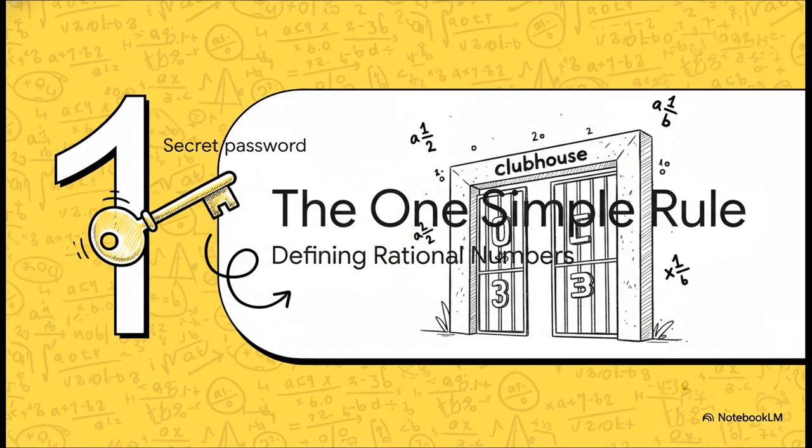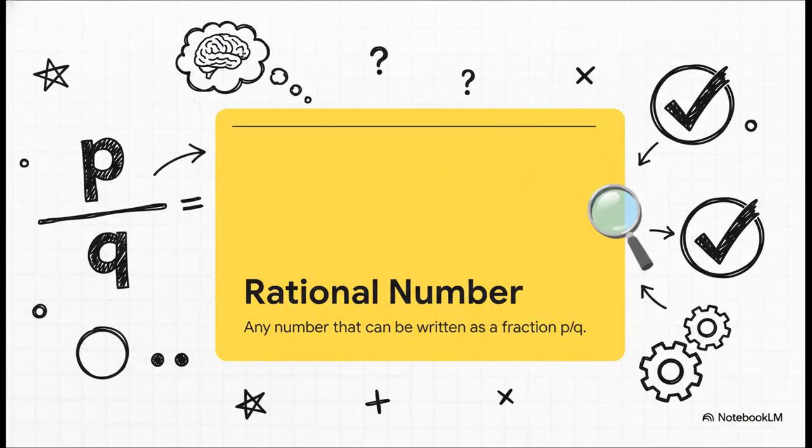Well, it actually all boils down to one super simple but really powerful rule that defines every single rational number out there. And here it is. This is the big secret. A rational number is just any number that you can write as a fraction, p over q. That's the test. If you can express a number as one integer divided by another, you've found yourself a rational number. But, and this is a big but, there are two crucial conditions to this rule.